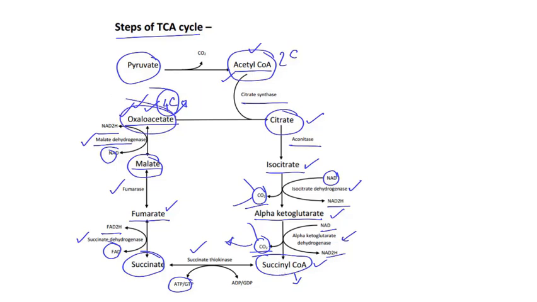So we can say oxaloacetate is reproduced through the successive steps, and this oxaloacetate again and again continues this cycle. So we can see, by reutilizing oxaloacetate, a small amount of oxaloacetate oxidizes a large number of acetyl-CoA. For this reason, oxaloacetate is called the catalyst of this TCA cycle.